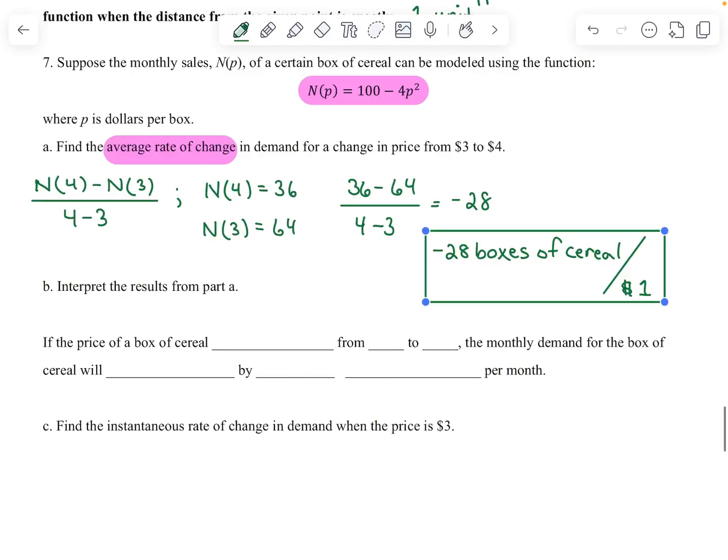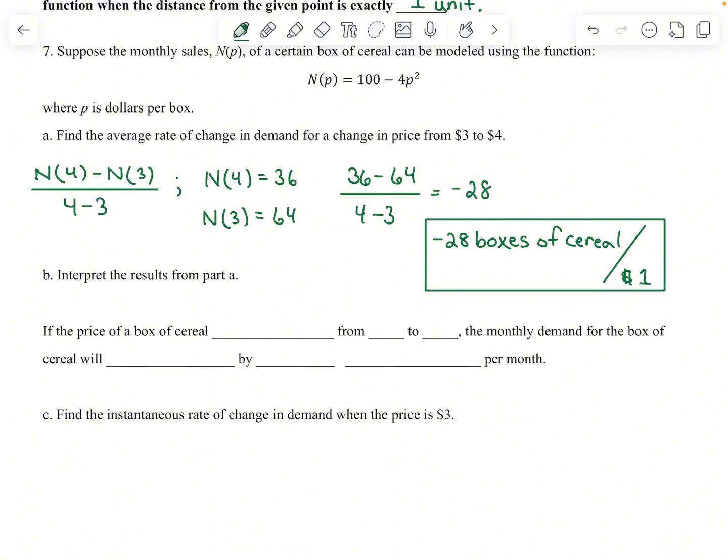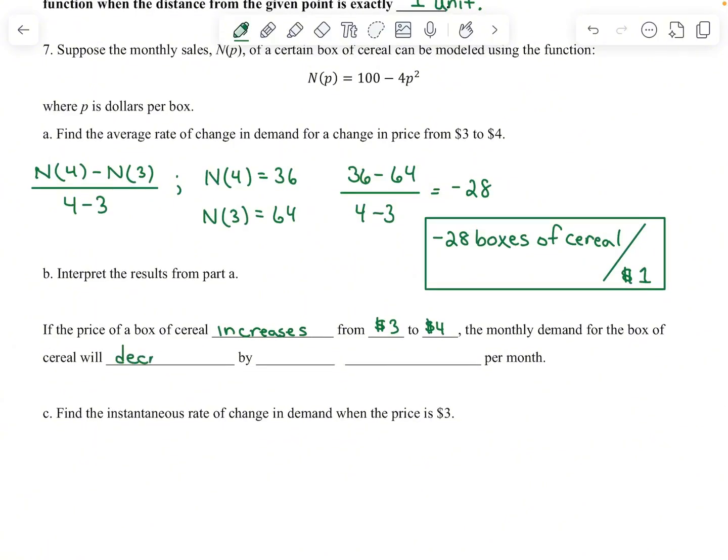Now to interpret the results. If the price of a box of cereal increases from $3 to $4, the monthly demand for the box of cereal will decrease by exactly 28 boxes per month.